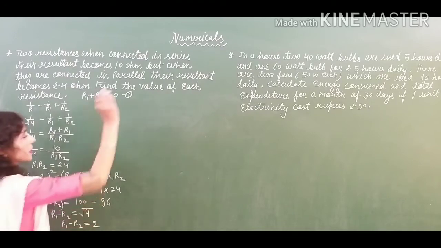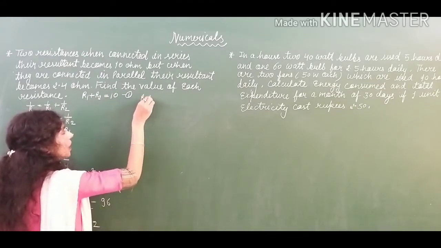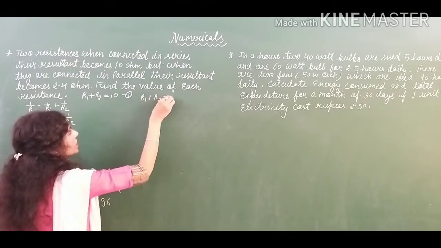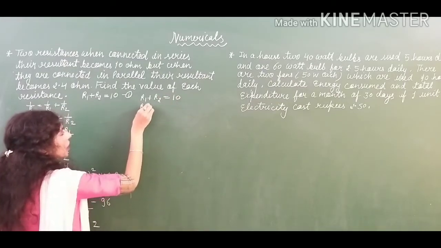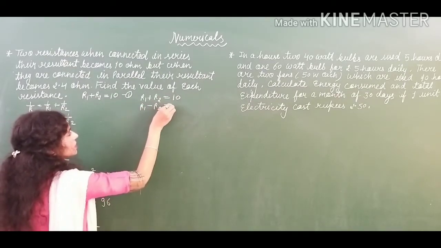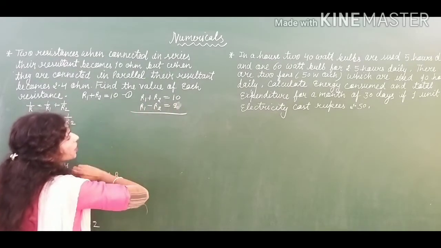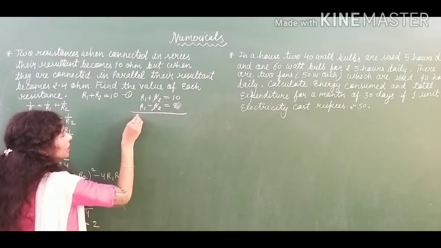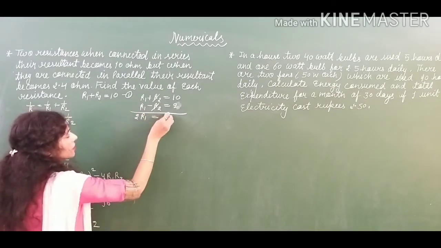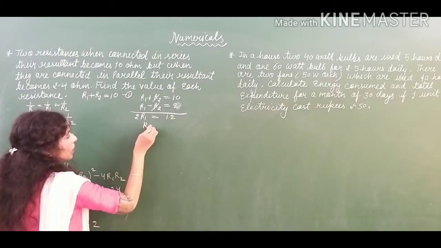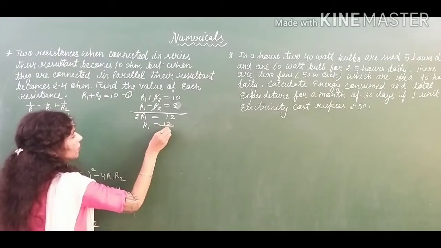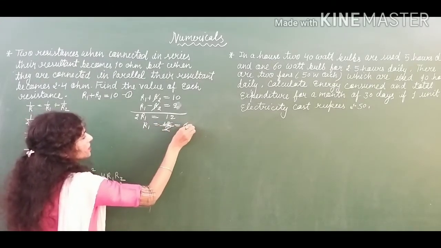Now let's add both the equations. R1 plus R2 equals 10. R1 minus R2 equals, sorry, we have got 2. So on adding, this will be cancelled. 2R1: 10 plus 2 is 12. So R1 equals 12 upon 2, you will get 6 ohm.